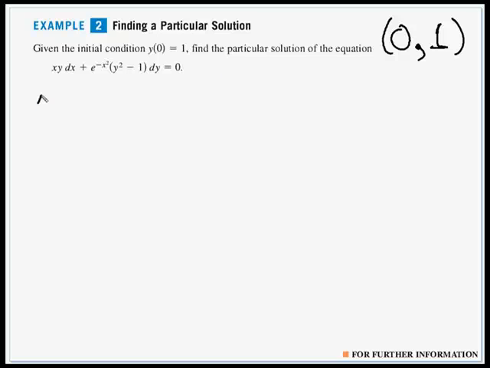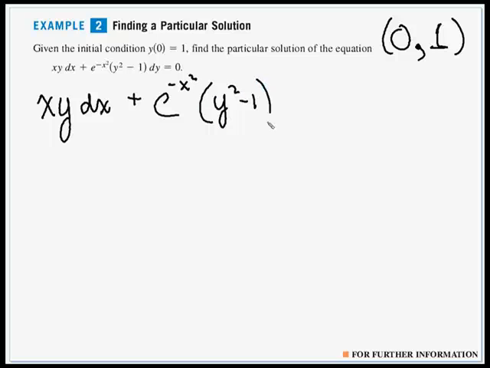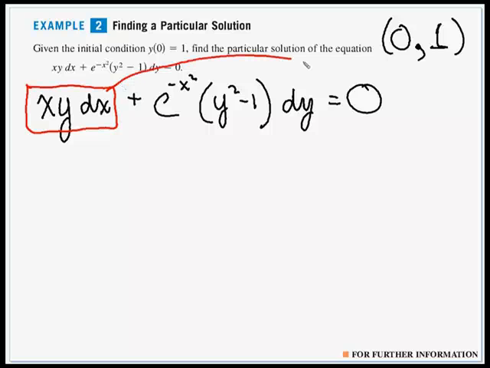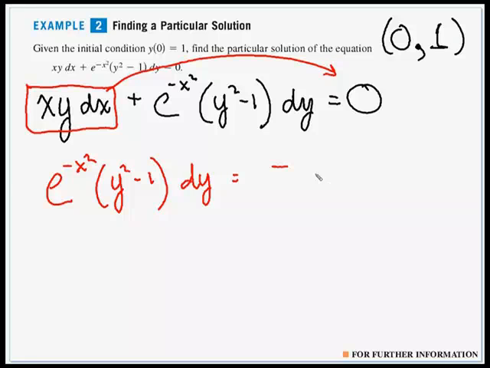Alright, let's take a better look at this. We have xy dx plus e raised to the negative x squared power times the quantity y squared minus 1 times dy equals 0. Looks pretty nasty, but it's not too bad to separate the variables. And in this case, I'm going to move this to the other side of the equals and make it negative. So we're going to have e raised to the negative x squared power times the quantity y squared minus 1 dy equals negative x times y dx.